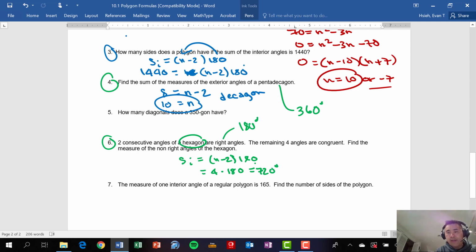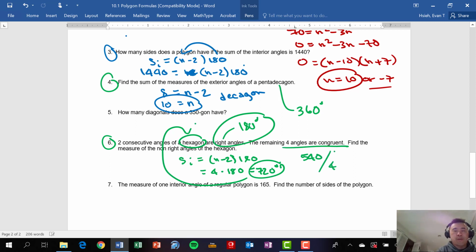So if I take 720 degrees, which is the total for the hexagon, and I subtract these 2 angles, 180 degrees there, I'm going to get 540 degrees, and I know that the remaining 4 angles are congruent to each other, so I just divide that by 4, and I get 135 degrees for each measure of the non-right angles of a hexagon.